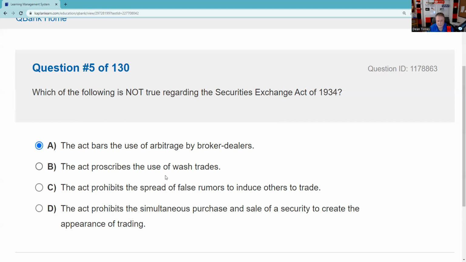It's not market manipulation. The Act prescribes the use of wash trades. Wash trades are where there's no effective change in ownership, and the idea there is you're trying to give the false impression of volume. Definitely a problem. Spreading rumors, again, is a form of market manipulation. Creating the appearance of trading, giving the false impression of volume, is definitely a problem. In the old days, that was the classical painting the tape. So I'm going to say A on that one.